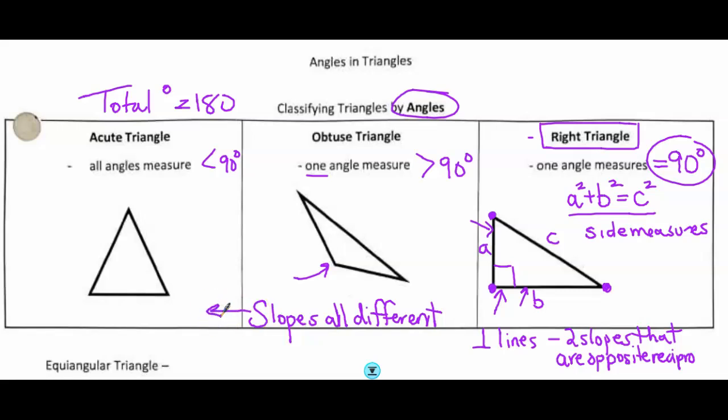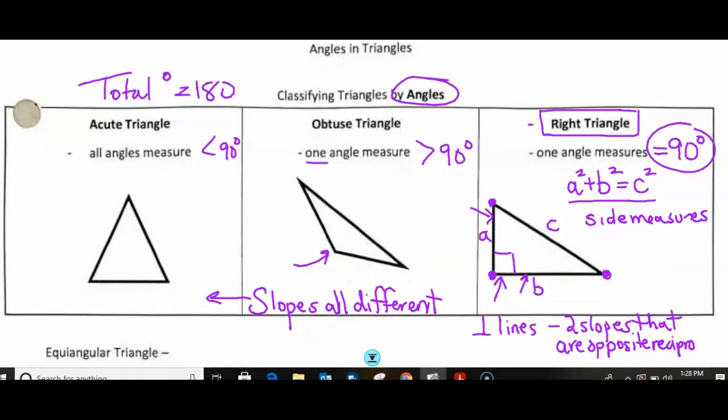So when you have a right triangle, you know a little bit more information. We learned about Pythagorean's theorem to find the distance of the sides. We know that perpendicular line slopes have to be opposite reciprocals.